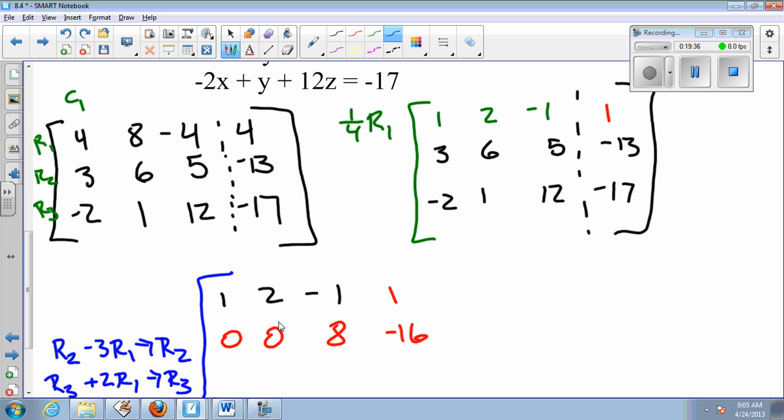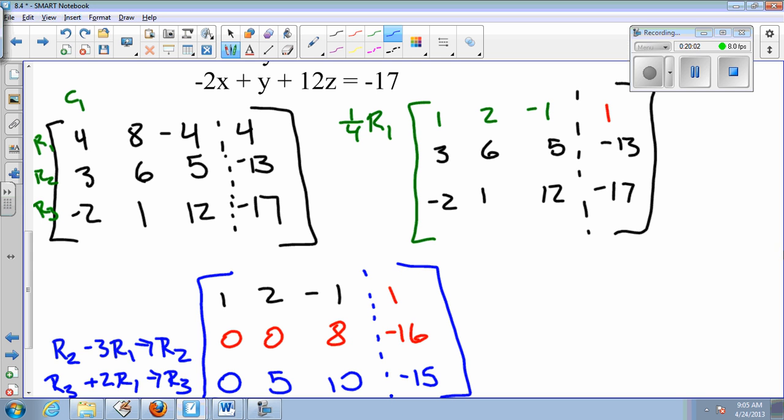Let's go to row 3. Row 3 plus 2 times row 1. So -2 plus 2 times 1, 0. 1 plus 2 times 2 is 5. 12 plus 2 times -1 is 10. And -17 plus 2 times 1 is -15.